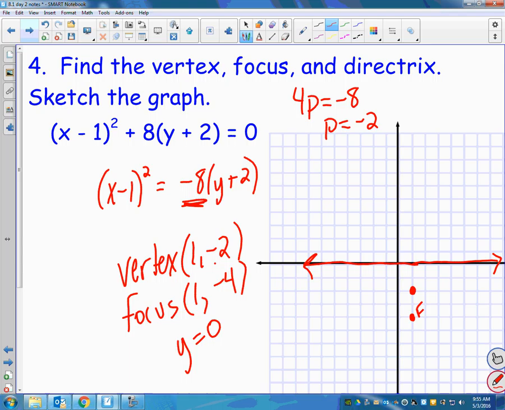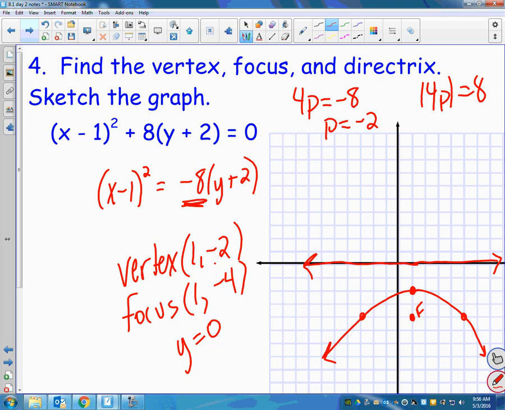And we're going to graph it the same way with the focal width. What's my focal width on this one? 4p, right? 4p is my focal width. It's absolute value. It's just this number here, 8. So it means through my focus, I'm going to go 4 this way, and I'm going to go 4 this way, because 4 plus 4 gives me 8. And I'm going to sketch that graph.